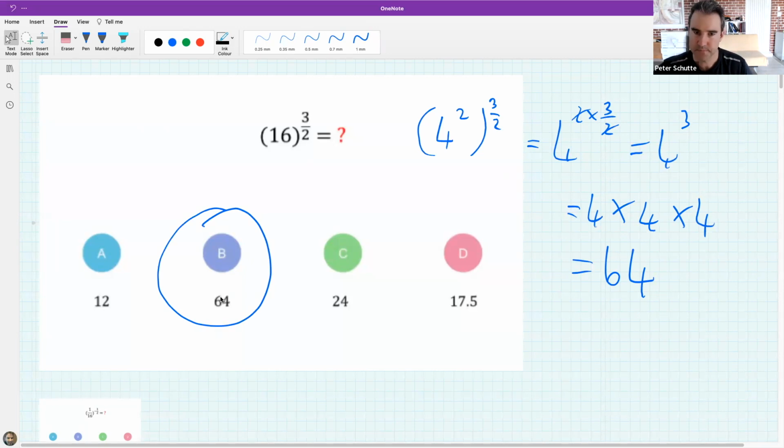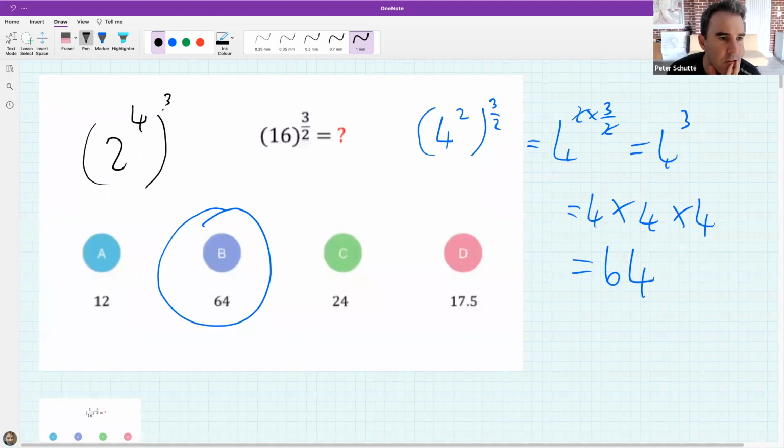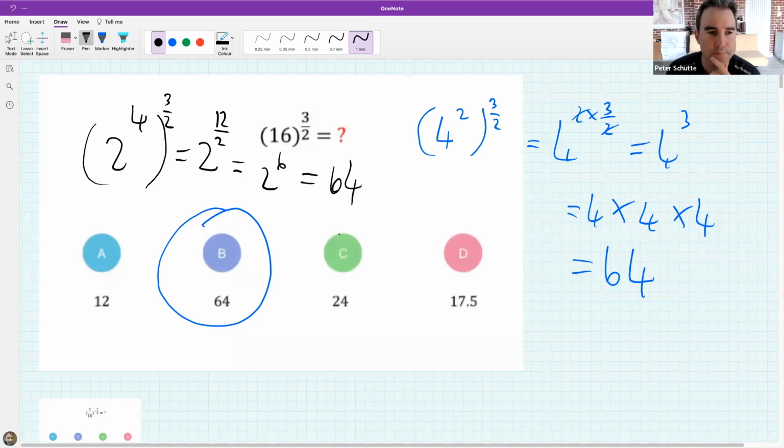Yes, Sia, what is your question? So I did it quite differently. I said 2 to the power of 4, then in a bracket, to the power of 3/2. And then you get 12/2. And then you got 2 to the 6. And then you got 64. Awesome. Not a problem. That is equally correct.